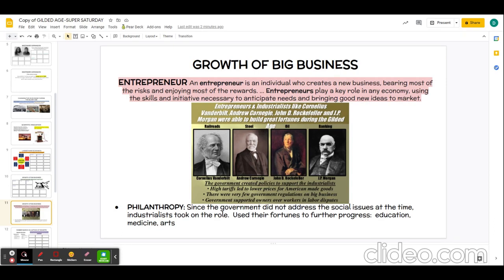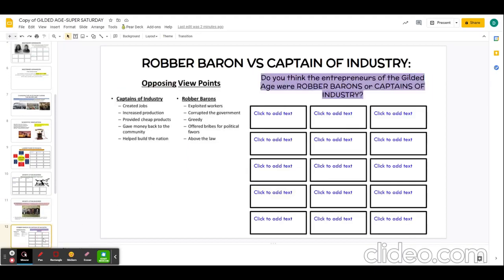Philanthropy is essentially charitable acts. The government was really not addressing social issues during the Gilded Age, and so these wealthy industrialists or entrepreneurs took on that role to kind of further the betterment of society. When we talk about these entrepreneurs, we refer to them as either robber barons or captains of industry.